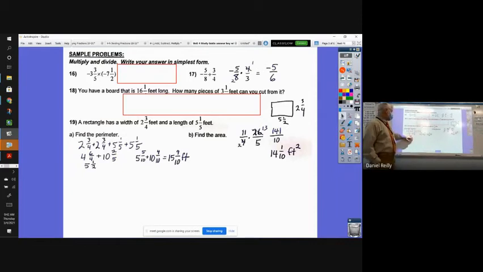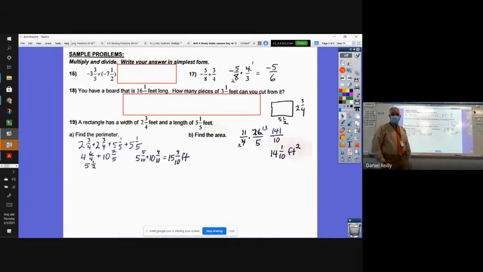Then you add these two things together, 5 1/2 plus 10 2/5. You need a common denominator. It's going to be 10 because that's the common denominator for 2 and 5. So 5 5/10 and 10 4/10. Add them together, you get 15 9/10 feet.